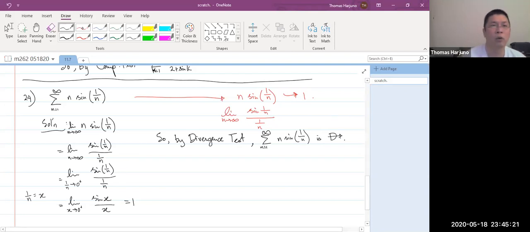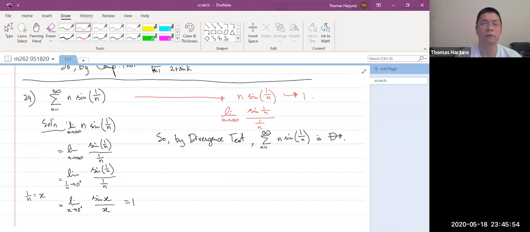Okay, and I want you to realize that I can easily change this to tangent, and it still works the same way. You see what I mean? Because tangent x over x gives you 1 when x goes to 0. But when x goes to infinity, that's not true though.